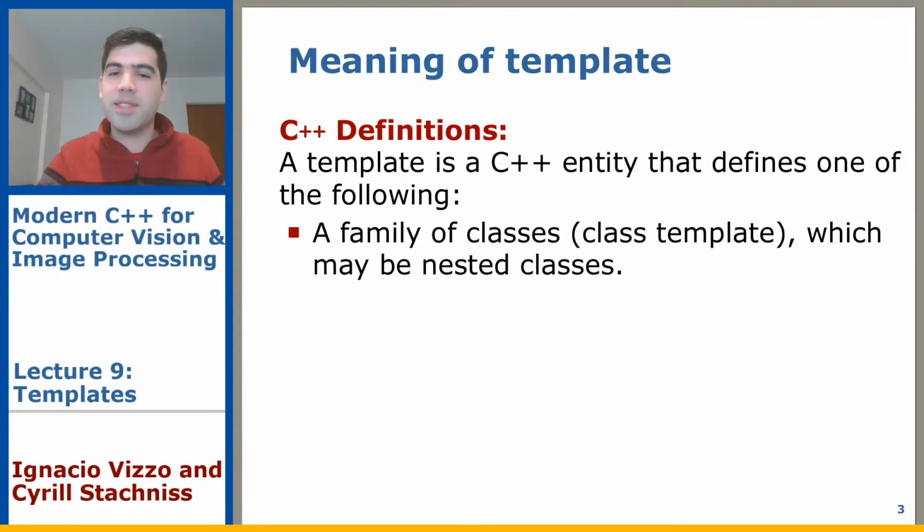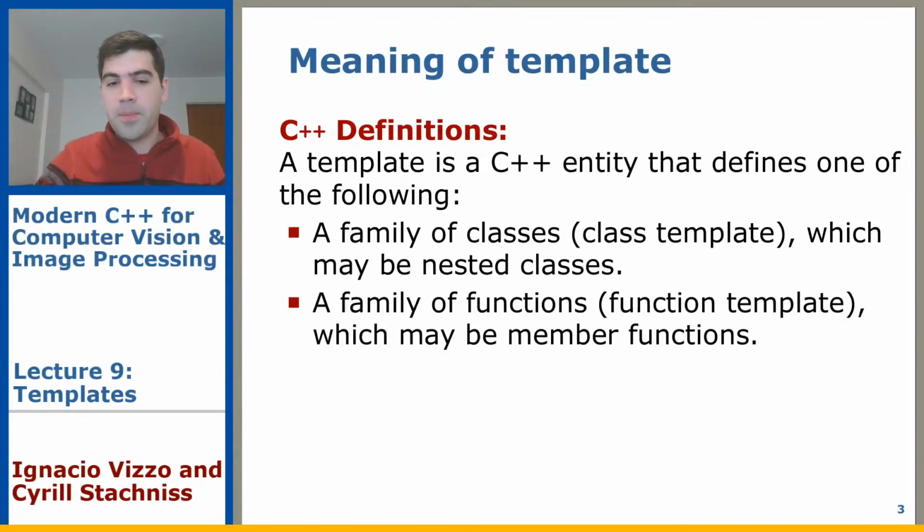And then the C++ definition of template, a short version, is that a template in C++ is a C++ entity, and we saw entities in lecture 1, I guess, that defines one of the following: a family of classes, called a class template, which may or may not be nested classes. So a class template will define a family of classes. It's not 1, 2, or 3, it's a whole family. It can be an infinite amount of classes.